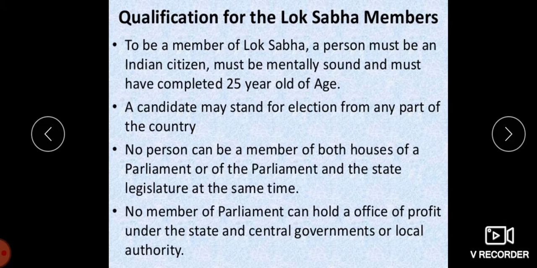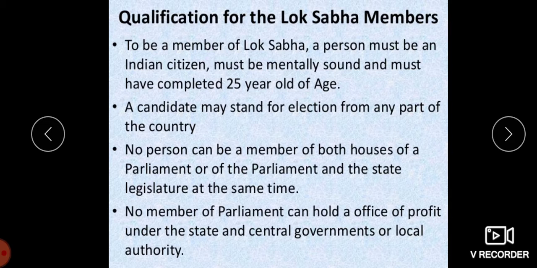The vice president here is the chairman of the Rajya Sabha and the deputy chairman is chosen among the members. At least 10% of the members should be present during the sessions of the Rajya Sabha. The house should meet at least twice in a year.